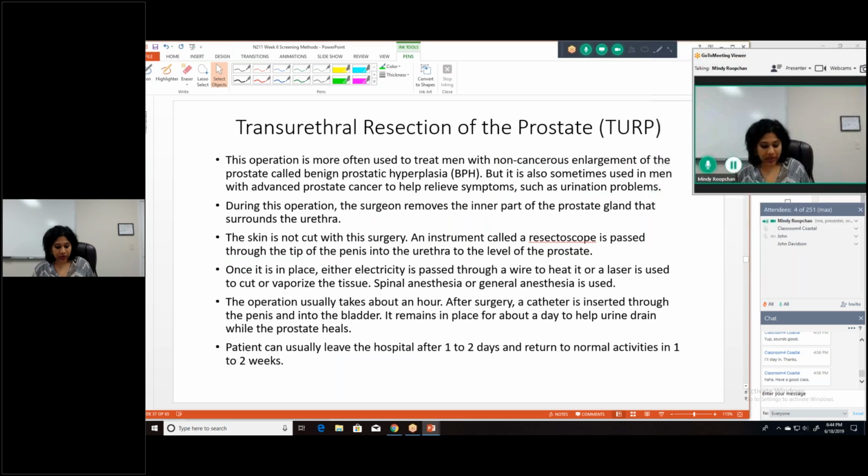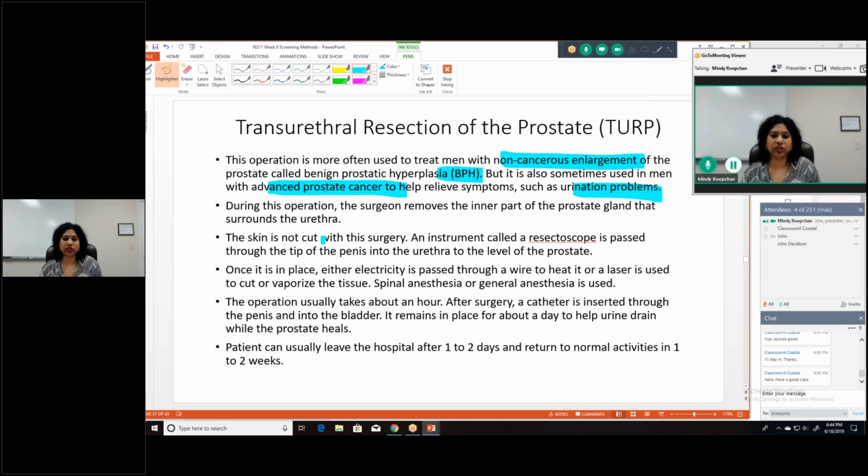So transurethral resection of the prostate, or TURP. You guys have probably heard of TURP before. This is going to be an operation. It's more often used to treat men with non-cancerous enlargement of the prostate called BPH, but also for men with advanced prostate cancer to help relieve urinary problems.